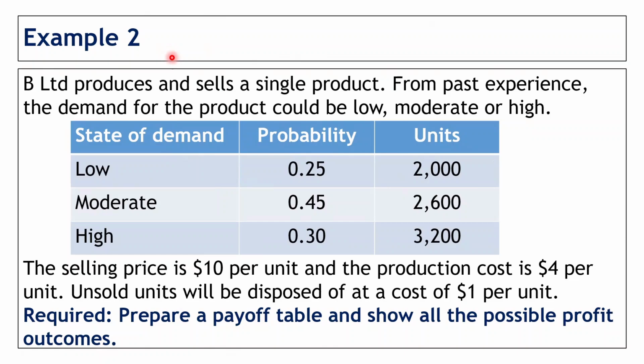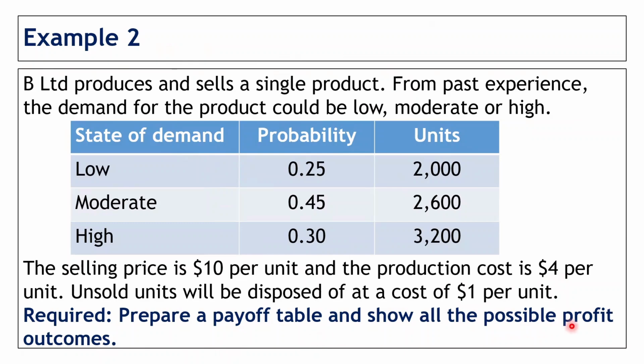Example 2, B Limited produces and sells a single product. From past experience, the demand for the product could be low, moderate, or high. This table contains information about the demand. The selling price is $10 per unit, and the production cost is $4 per unit. Unsold units will be disposed of at a cost of $1 per unit. Required, prepare a payoff table and show all the possible profit outcomes.